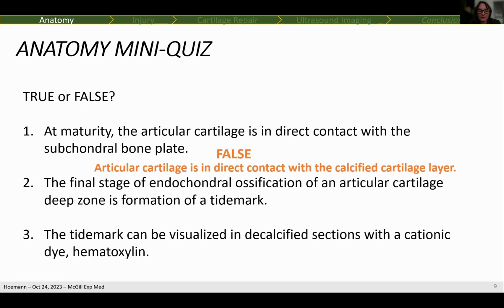Okay, true or false? The final stage of endochondral ossification of an articular cartilage deep zone is the formation of a tide mark.